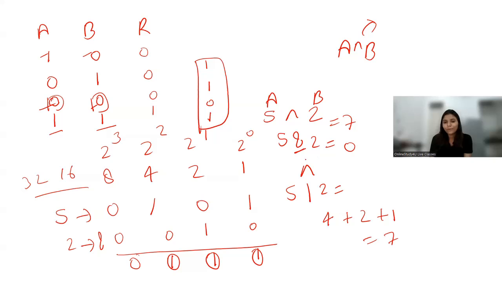When we take OR, it will be 1 or 0, so it will be 1; 0 or 1, 1; 1 or 0, 1; and 0 or 0, 0. So it will become 7. So the answer of 5 OR 2 will be 7, right? So this is how it will work. I hope the idea is clear to you, right?